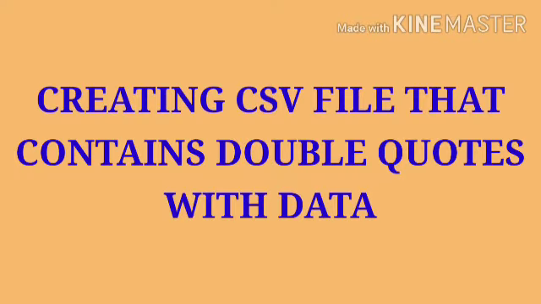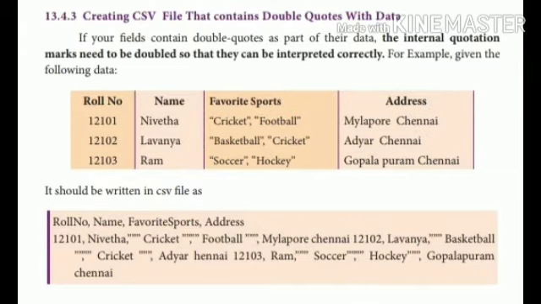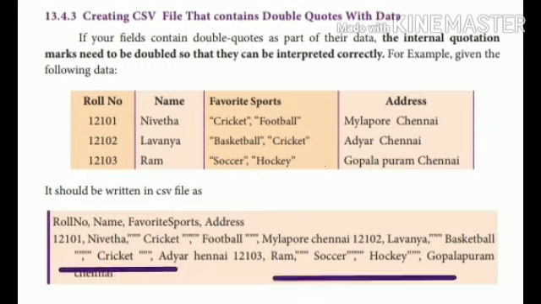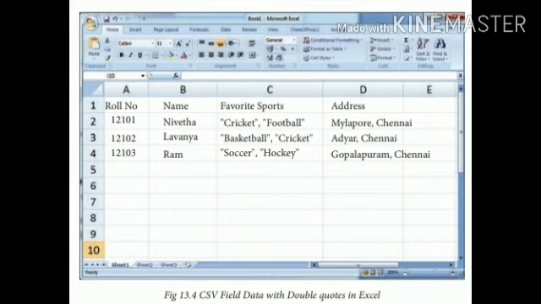The next concept is creating a CSV file that contains double quotes within data. Sometimes we give the data within double quotes. For that situation, we give the data in the CSV file as double quotes within double quotes. Then the data is displayed within double quotes in the Excel sheet.